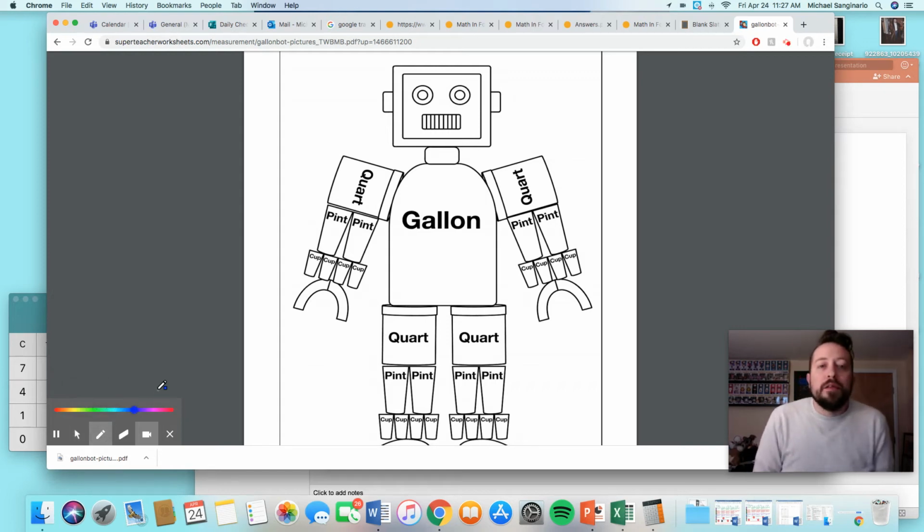Hello. Okay, so for today's topic, we're going to be talking about liquid measurement and capacity, and how we measure those things, and converting them again from different liquid measurements.